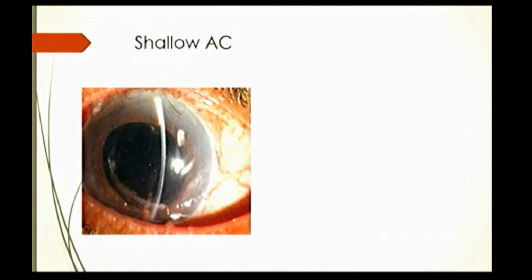Okay, this is another patient. Again, next day post-op, shallow anterior chamber. Somebody else.